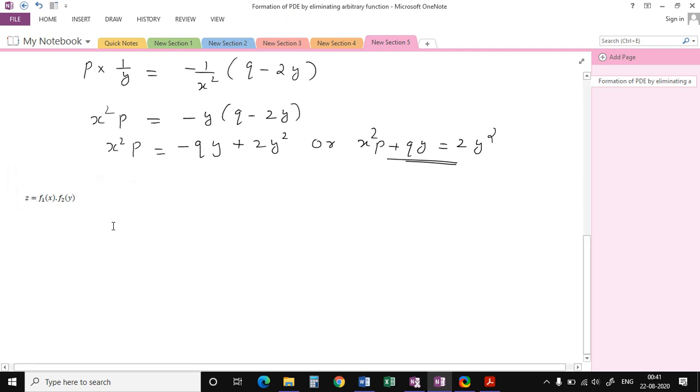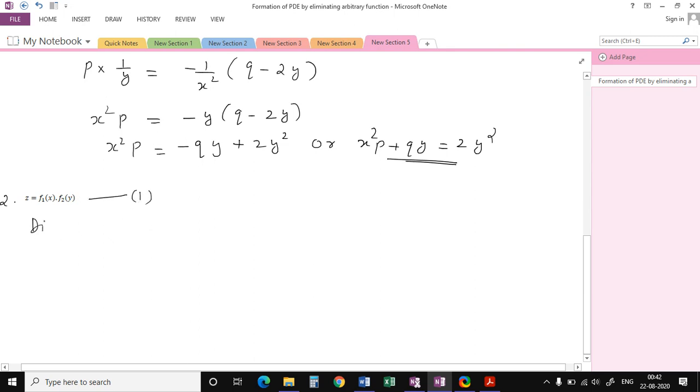So this is the second question. So now in this case we can see that there are two arbitrary functions, that is f1 of x and f2 of y. So if you want to eliminate two arbitrary functions, you have to find out second order partial derivatives also, because with the help of two equations you cannot eliminate two arbitrary functions. So therefore the resultant partial differential equation will be of second order. So I will take this as equation number 1.